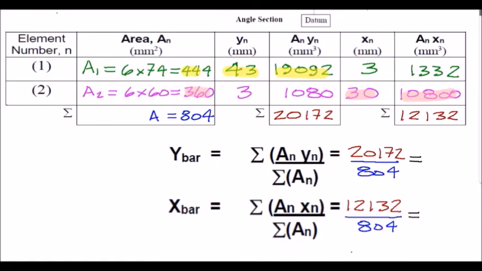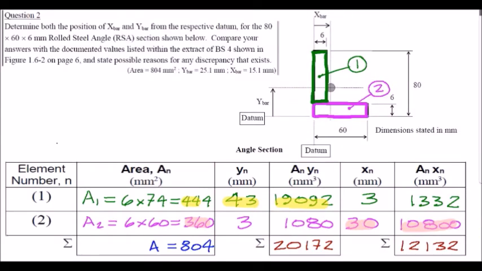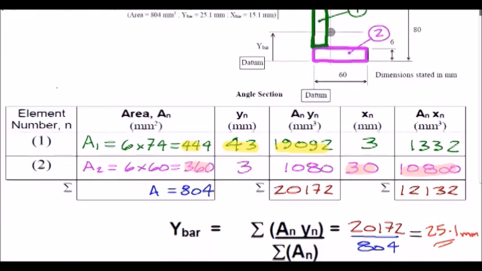So to find the Y bar, it will be 20,172 divided by the area of 804 millimeters squared. So that's 25.1 millimeters to 1 decimal place. And to determine the X bar, that's 12,132 millimeters cubed divided by the 804 millimeters squared. That gives a value of 15.1 millimeters to 1 decimal place. So there's our solution for the X bar and the Y bar for question 2.